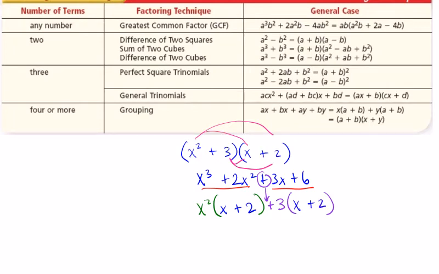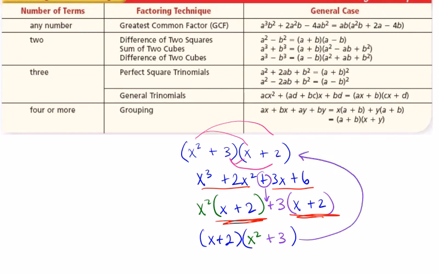So notice how now we have a match, right? X plus 2, x plus 2. And that's actually a common factor, right? Because this whole binomial is a factor. This whole binomial is a factor. So I can actually factor that whole binomial out to the front. And then I can put the leftovers back inside. And the leftovers would be x squared plus 3. Right? And if you notice, that's what we started out with.